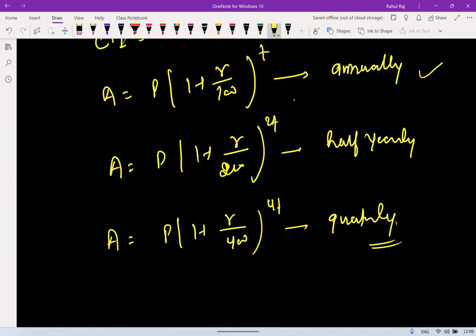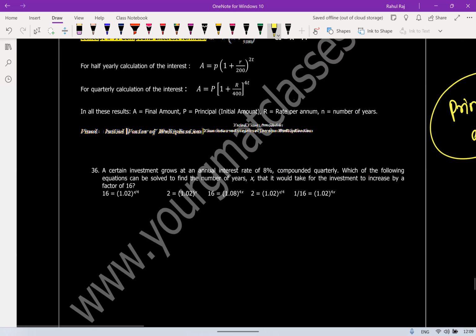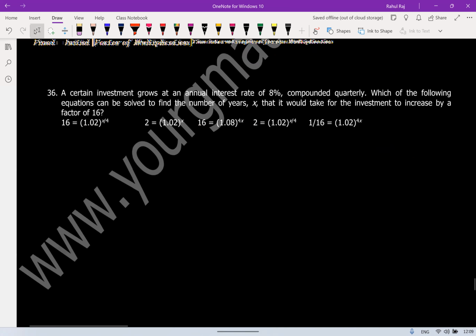So technically these are the three ways in which interest is compounded. People say it could be compounded monthly also. In that case, it will be divided by 12, but questions only come annually, half yearly or quarterly. That's it. Questions might seem very daunting in interest, but it's technically an easy topic.